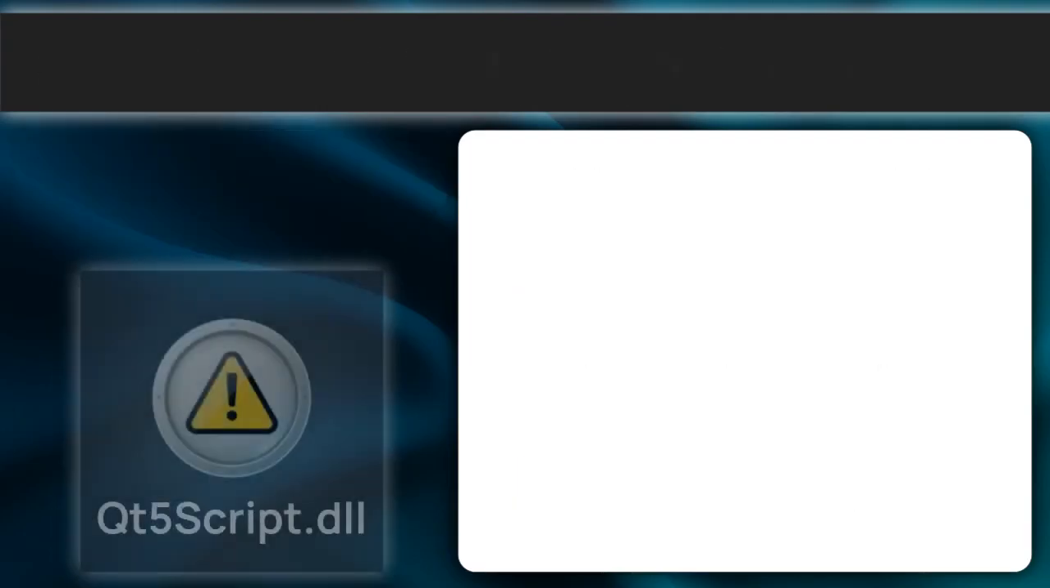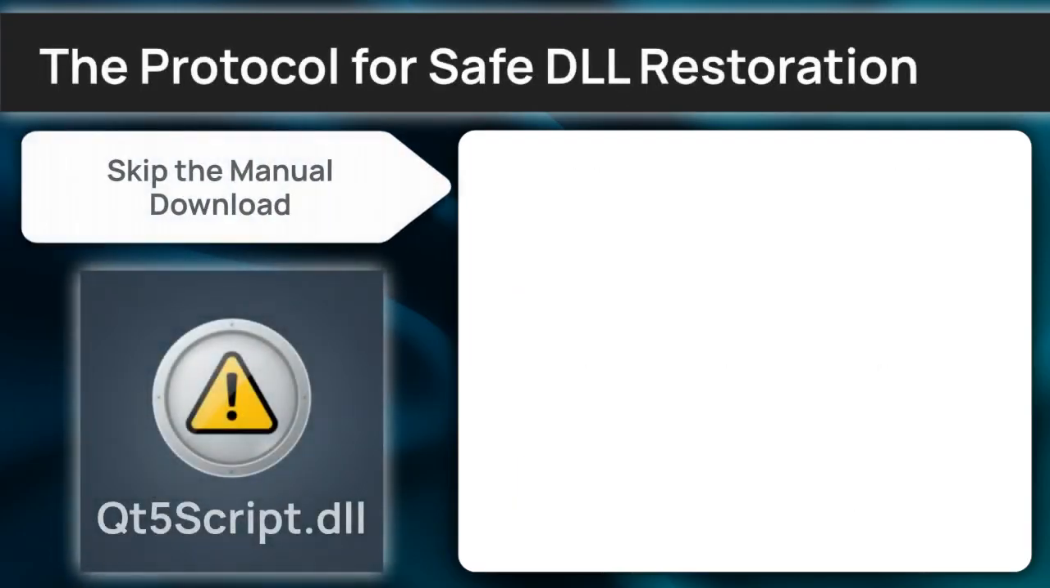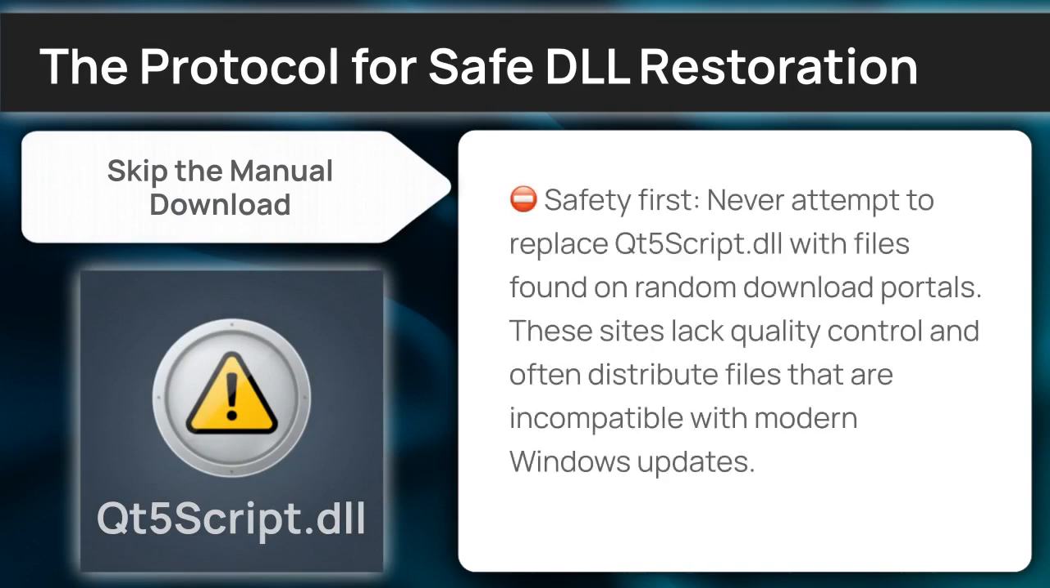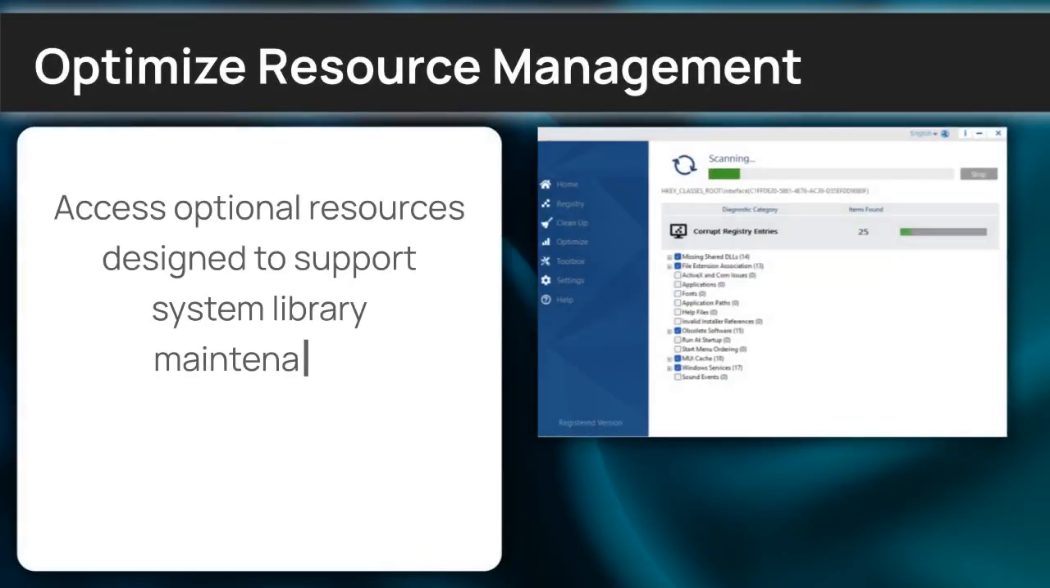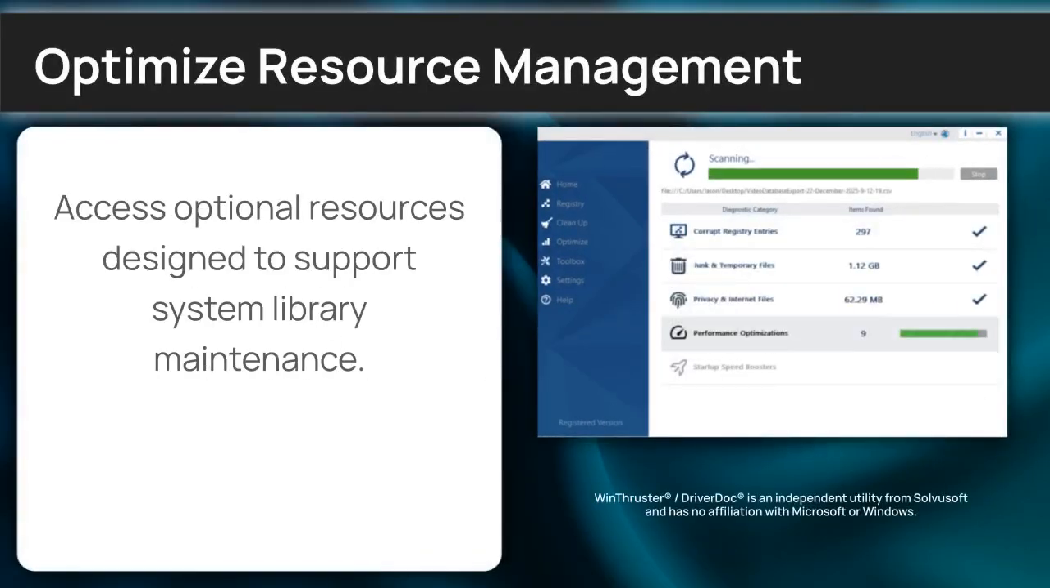From a systems engineering perspective, there is one major security pitfall I need to help you avoid. Avoid the trap of unofficial file repositories for Qt5Script DLL, as these platforms are frequently utilized to distribute persistent browser hijackers and unwanted adware.